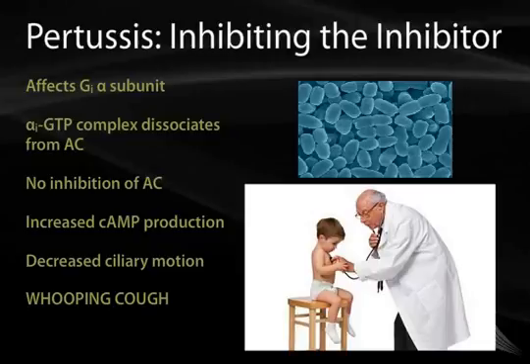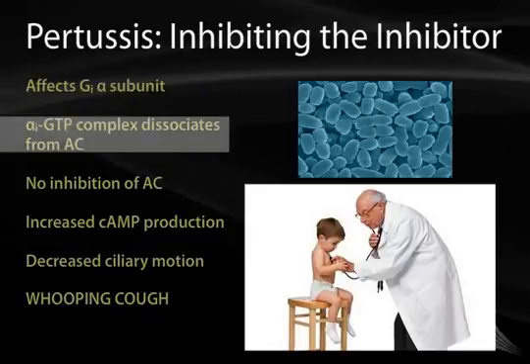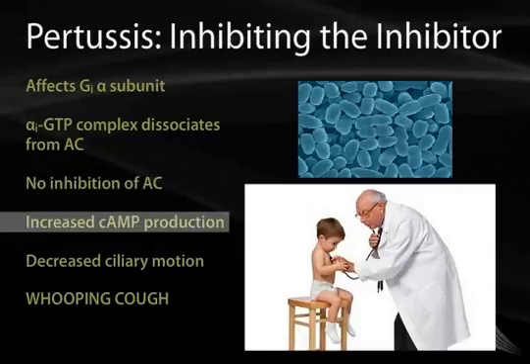Another example of a pathological condition involving a G protein is pertussis, or whooping cough. In whooping cough, we are inhibiting the inhibitor. That is, the toxin will affect the G sub I, or the inhibitory alpha subunit. It will cause this alpha subunit to more rapidly dissociate from adenylate cyclase. The result of that will be a lack of inhibition of adenylate cyclase, and similar to the previous example, there will be a large increase in cyclic AMP.